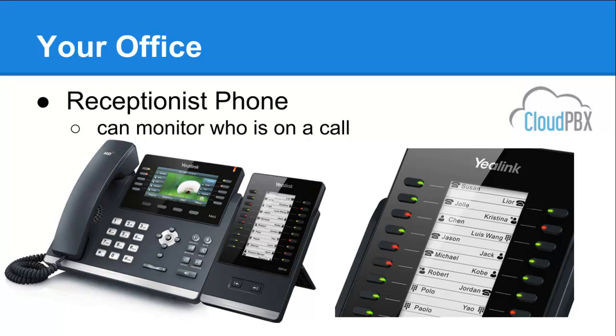When I talked about different models of phones, this is an example of what a receptionist phone may look like. It has an extension bar that is attached to the phone, and this can allow the receptionist to see who's on the phone at any time before transferring a call.